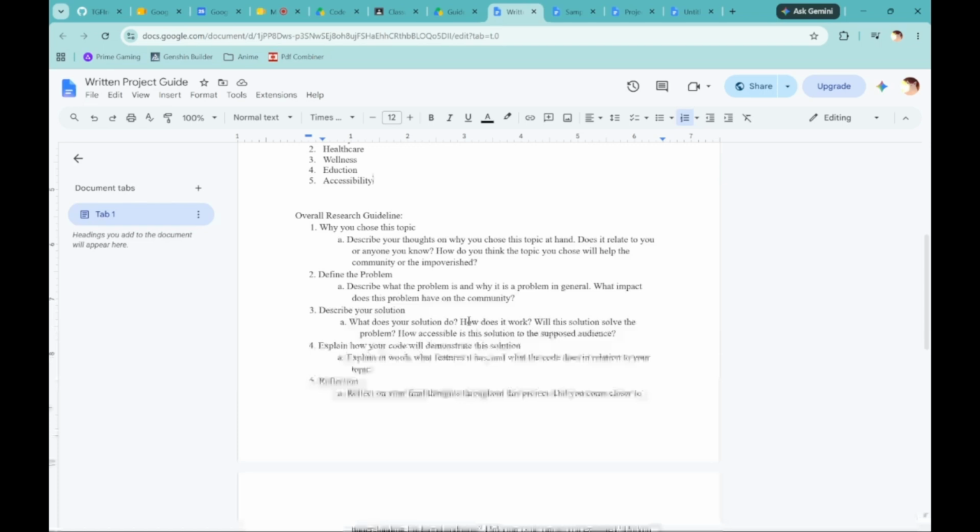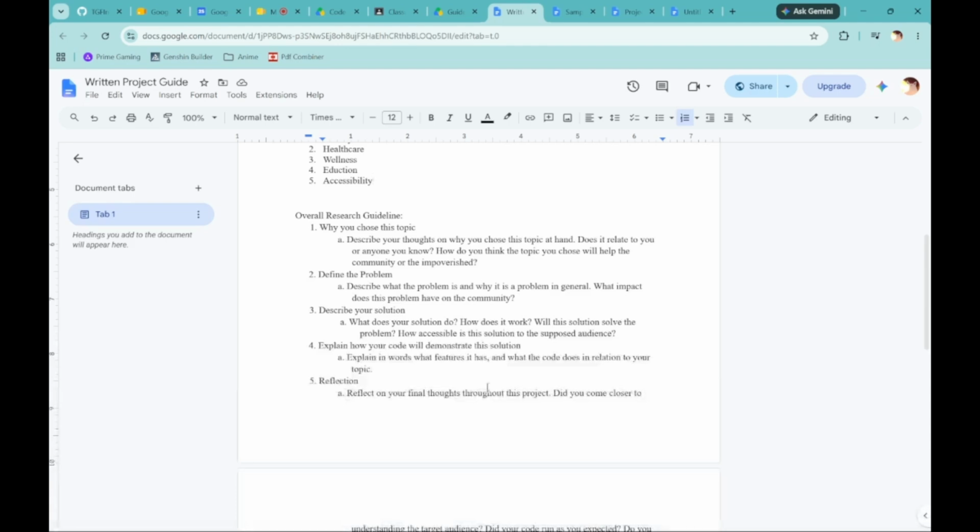It doesn't have to be related to the coded project at all, right? Just like saying that this is my solution. And then you want to explain how your code will in some way work towards the solution, or maybe it is the solution itself, right?